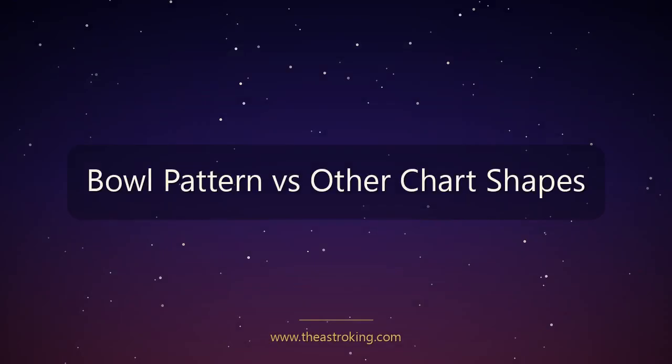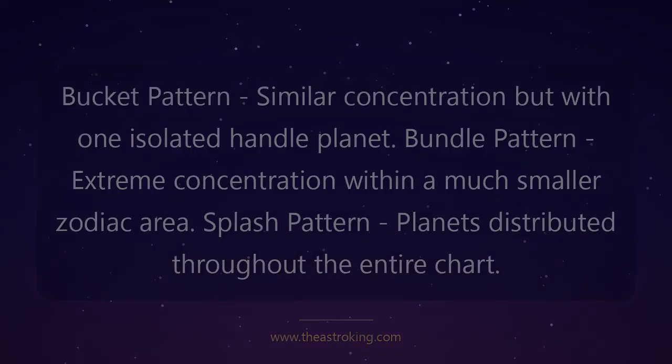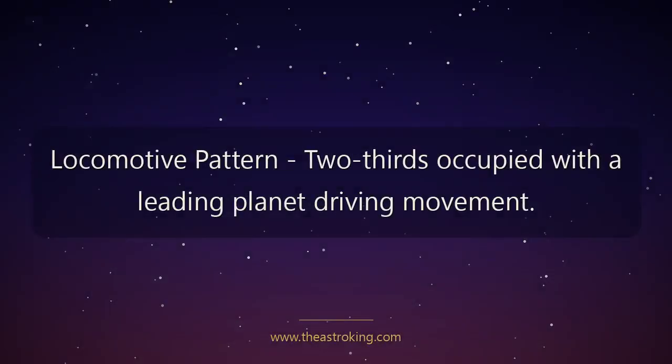Bowl pattern versus other chart shapes. The bowl pattern differs from other planetary patterns because it emphasizes containment, focus, and internal development. Bowl pattern. All planets contained within one half of the chart. Bucket pattern. Similar concentration but with one isolated handle planet. Bundle pattern. Extreme concentration within a much smaller zodiac area. Splash pattern. Planets distributed throughout the entire chart. Locomotive pattern. 2/3 occupied with a leading planet driving movement.